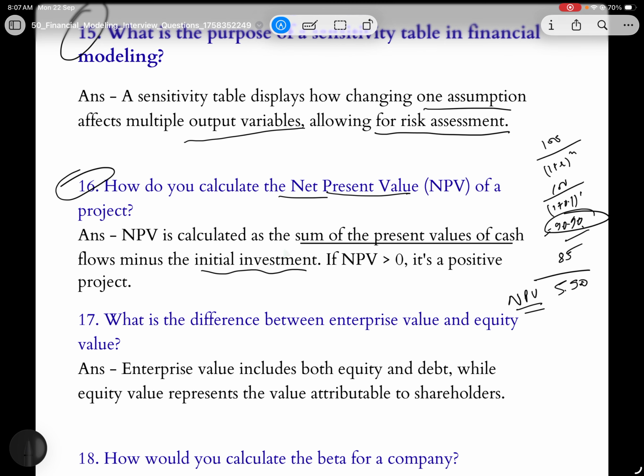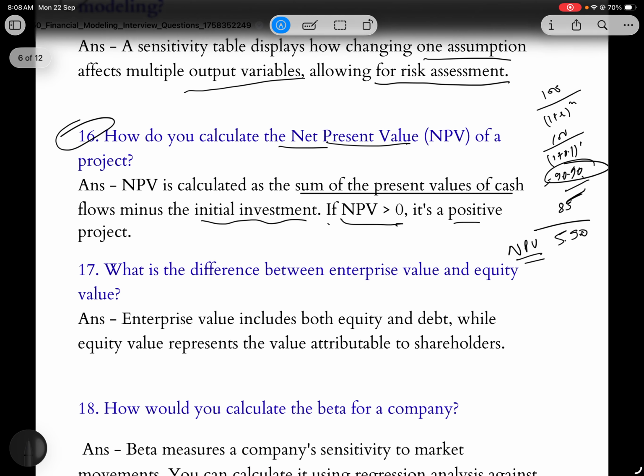So net present value is always the sum of present values of cash flows minus your initial investment. If it is greater than zero, it's a positive project, so we normally tend to invest in it. But if you are not getting a value greater than your cost of capital, then we normally tend to not consider it. NPV greater than zero is always a good thing. That's what we are looking for.